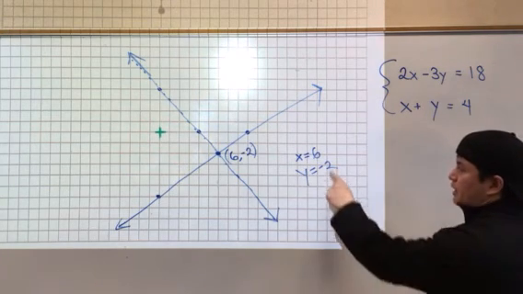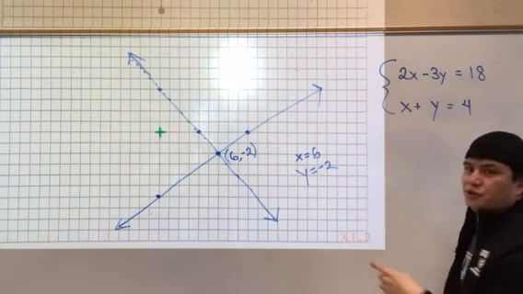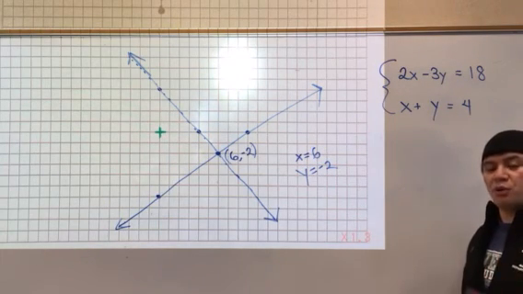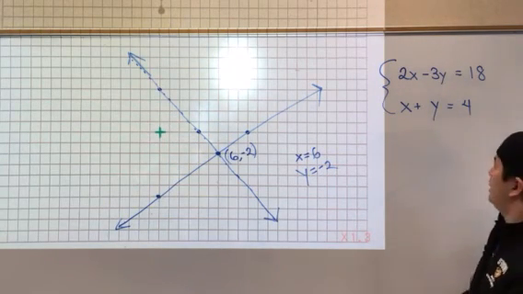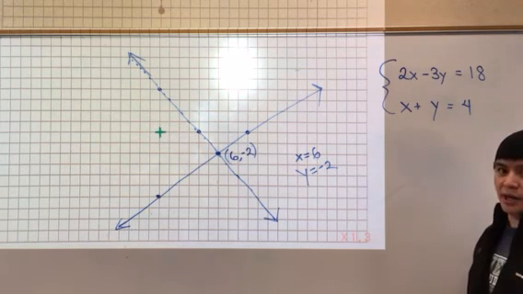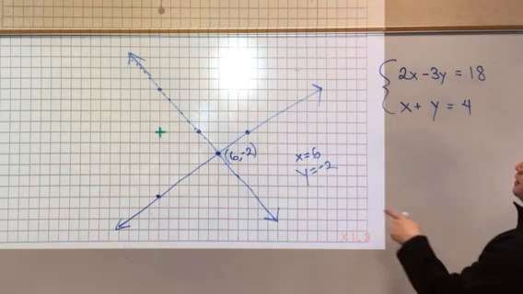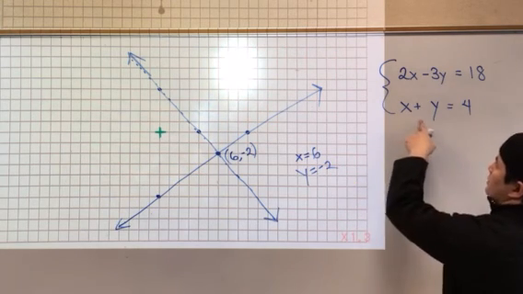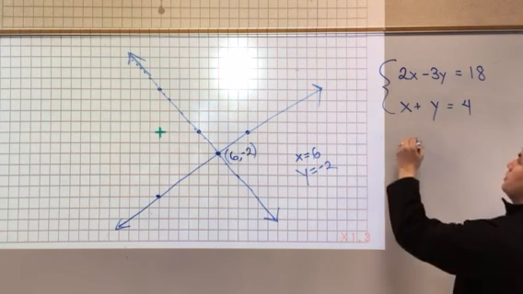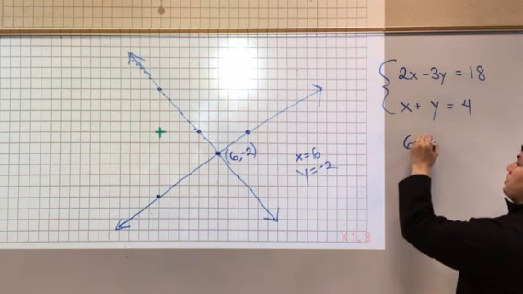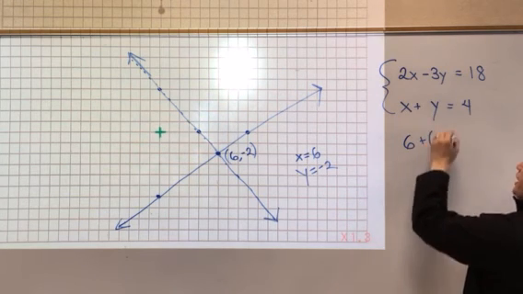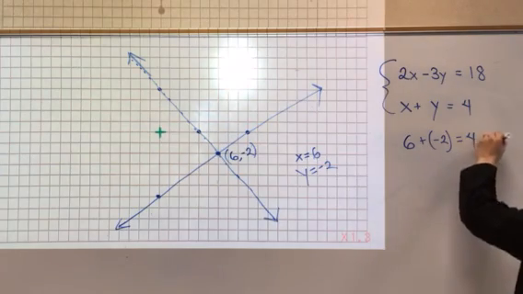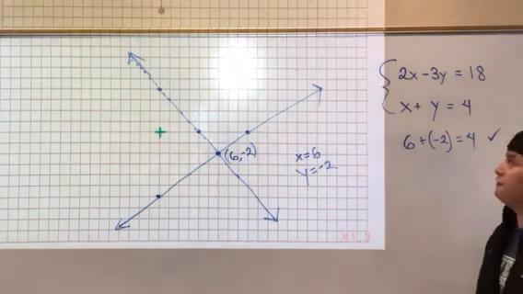Meaning that if I plug in x equals 6 and y equals negative 2 into both of these equations, both equations will have a true statement. Let's try it out just to check. I'm going to start off with the bottom equation because that's the easier one. x plus y equals 4. So when x is equal to 6 and y is equal to negative 2, do I get 4? Yes, I do. So that checks off.